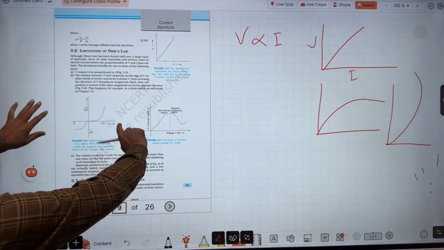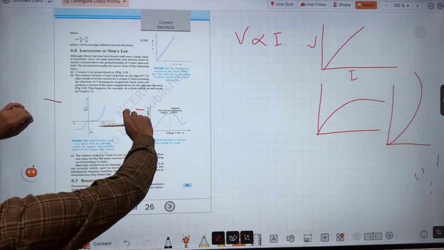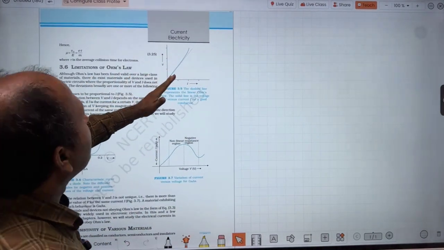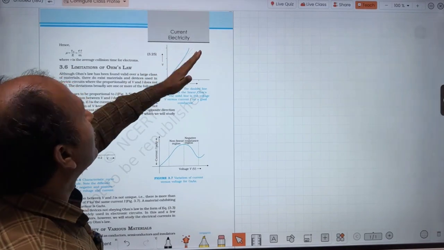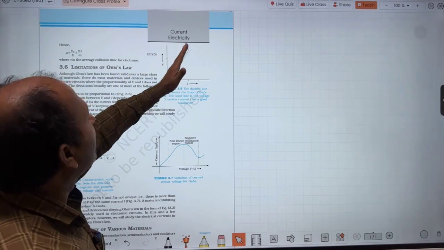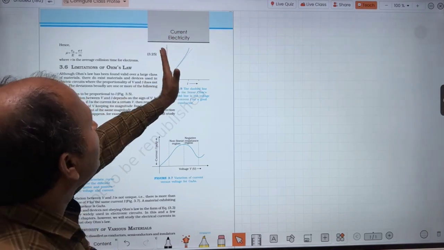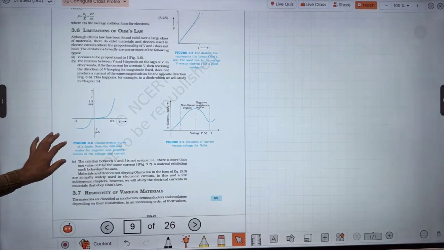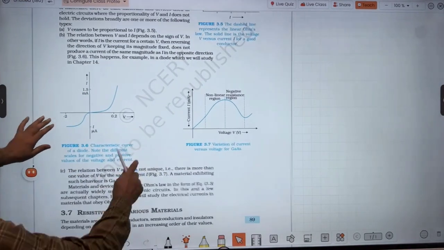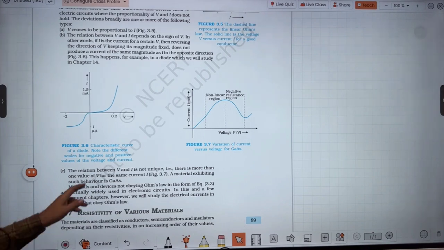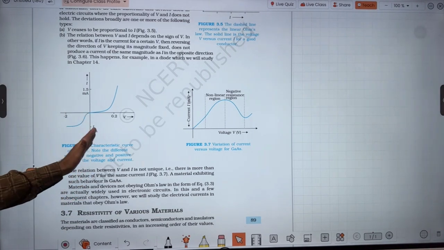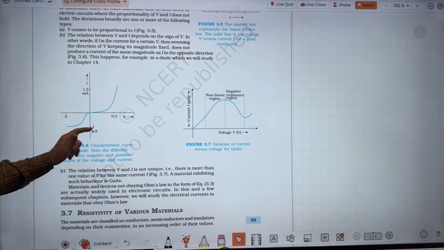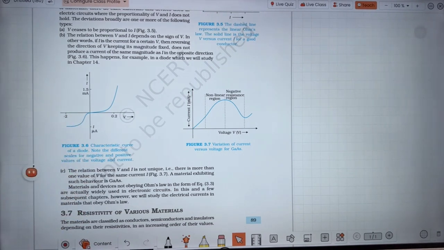Here graphs of non-ohmic conductors are shown. Let's analyze. In this graph, this dotted line represents Ohm's law, but the actual thick line is deviating. It means there is a deviation from Ohm's law. Here different types of materials are shown. This is the characteristic curve of a diode. In case of a diode, what happens? Up to a certain voltage called the knee voltage, there is no current, and after that current starts, and it is not even a straight line. So this will be a non-ohmic conductor.